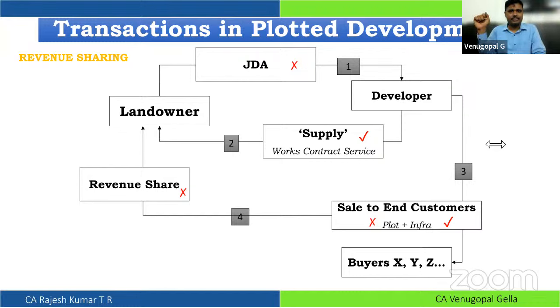Assume, sir, the flat cost is 1 crore as per the SR value, and we build about 20 units. 10 units go to him and 10 units to the developer. The 10 units he holds back; he is not going to dilute it. So what is his GST obligation? Zero. So he doesn't need to pay.